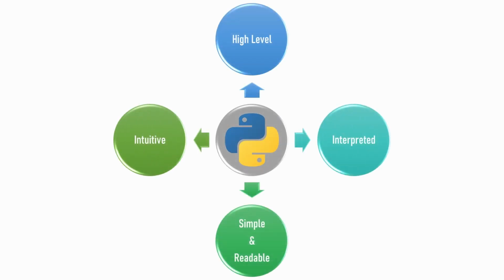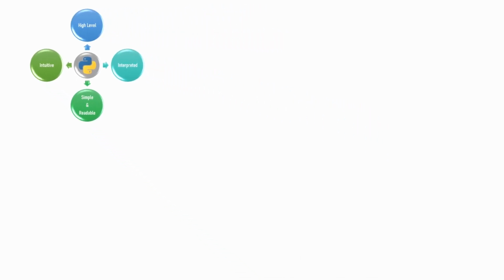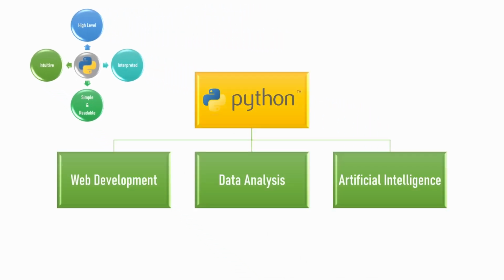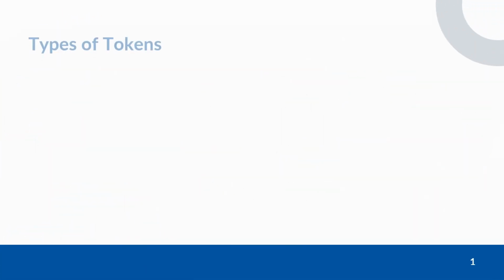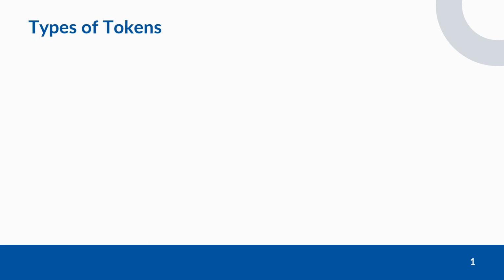Python is a high-level, interpreted programming language known for its simplicity and readability. It is widely used in various fields like web development, data analysis, artificial intelligence, and its syntax is designed to be intuitive, making it an excellent choice for beginners. Let's start by learning about tokens. Like any other programming language, Python programs are made of tokens. Tokens are the fundamental building blocks of a program.